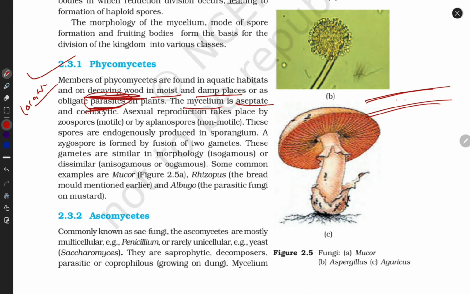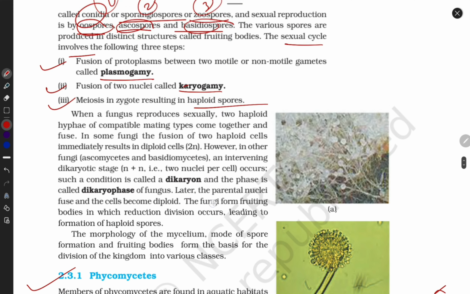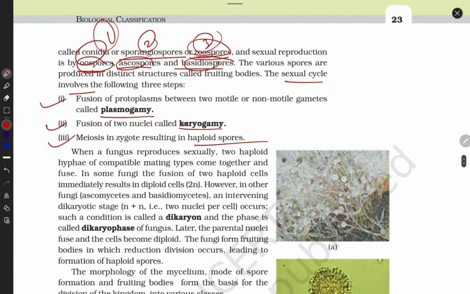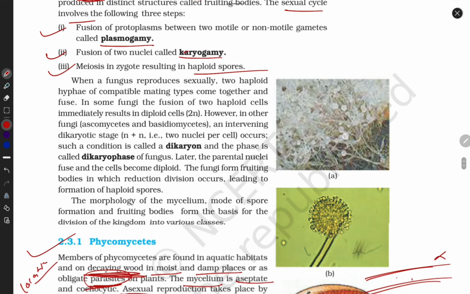Here the hyphae are not septate. A bunch of hyphae we call a mycelium. Asexual reproduction takes place by zoospores. Look here: asexual reproduction occurs by zoospores, sporangiospores and conidia.